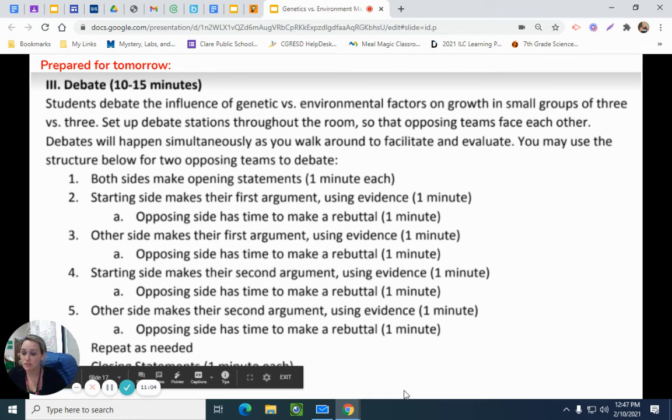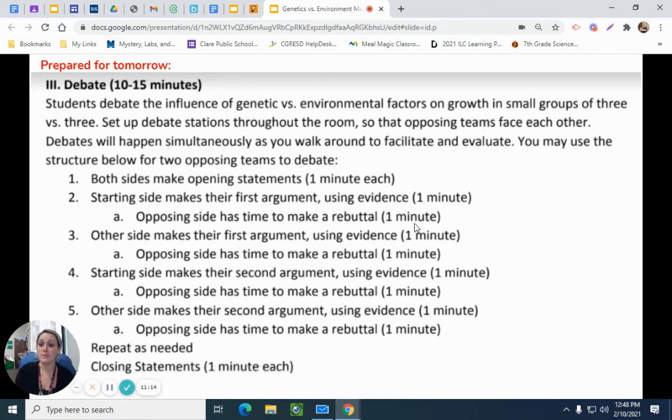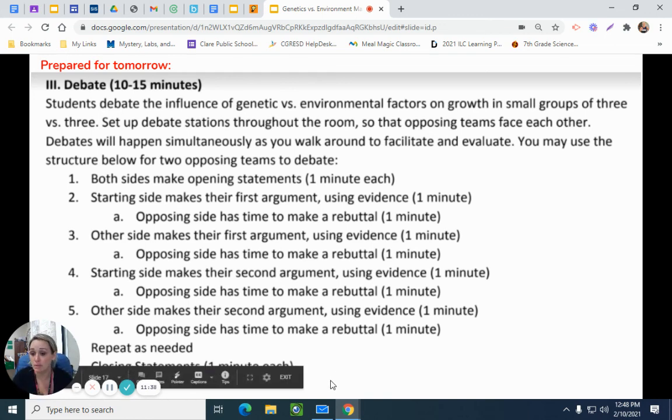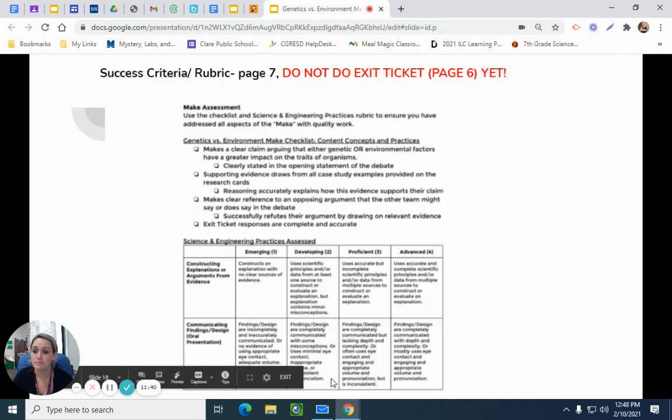I will bring up both teams for each topic, and then both teams will make an opening statement. And then the starting side will make the first argument, whoever wants to go first, for a minute, and then the opposing side will give a rebuttal. Then the other side makes their argument, and we give the opposing side a minute to rebut. And then the starting side makes a second argument, and the opposing side gets to rebut. The other side gets a second argument, and the opposing side gets a rebuttal. And then a closing statement, of course. So each side will have to have two really strong statements to prepare for their debate, and also be ready to rebut the opposing side, because it's a huge part of any debate.